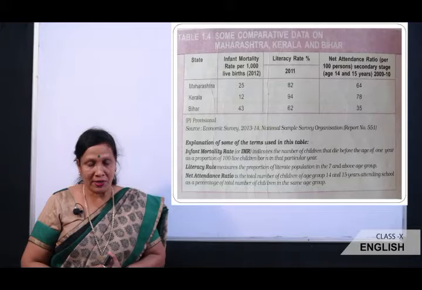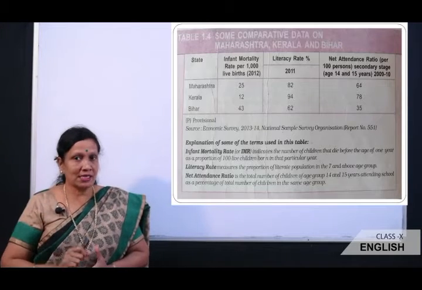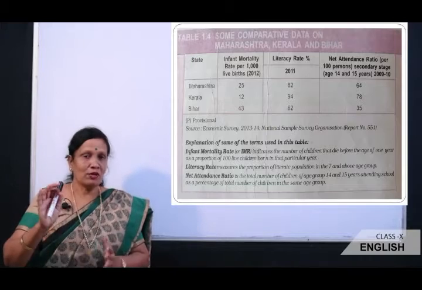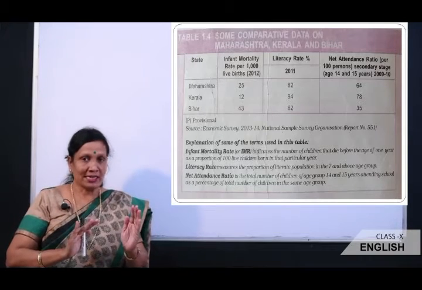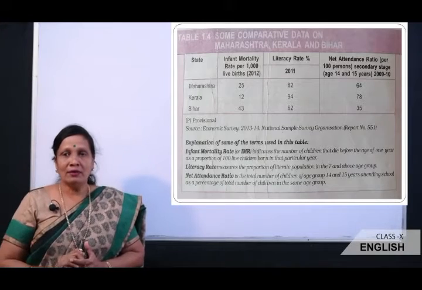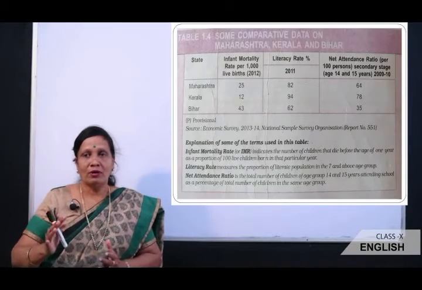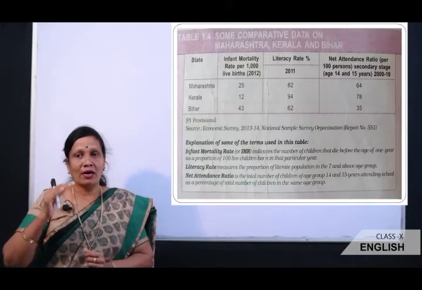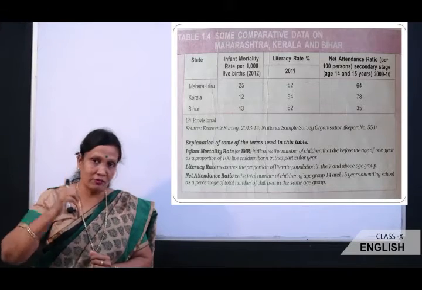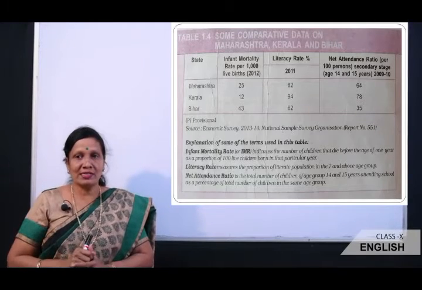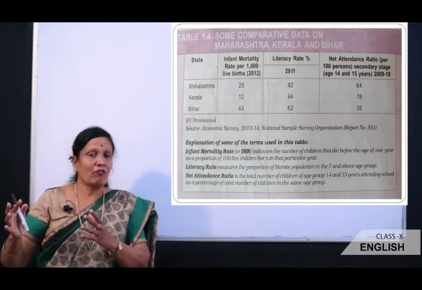Now children, look at the screen. This particular table I have taken from your social science, right? So if you have your social science textbook, you can look at the table. So here they are talking of the comparative data on Maharashtra, Kerala and Bihar, 3 different states. Okay, so you can see the 3 different states, and what are the points that have been compared?